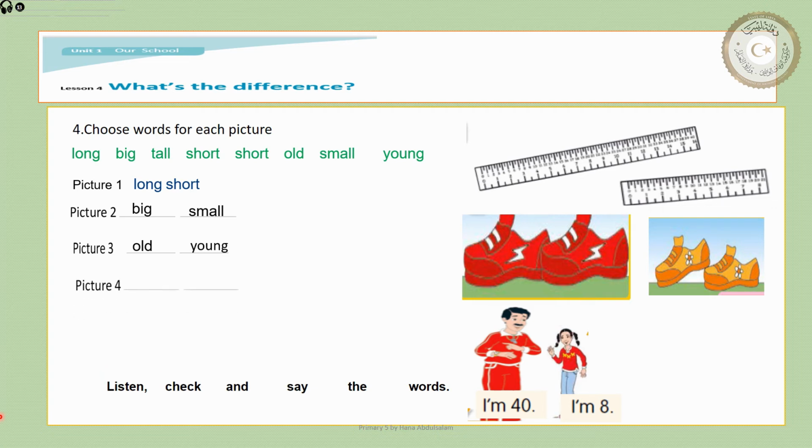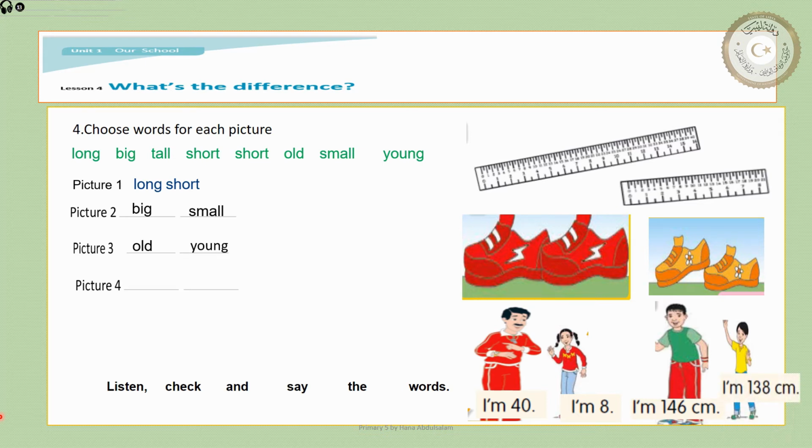The last picture, what do we have in it? We have Karim and we have Tariq. Karim is 146 centimeters and Tariq is 138 centimeters. So Karim is tall, Tariq is short. So we have here long, long, short, short, big, big, small, small, old, old, young, young, tall, tall, short, short.